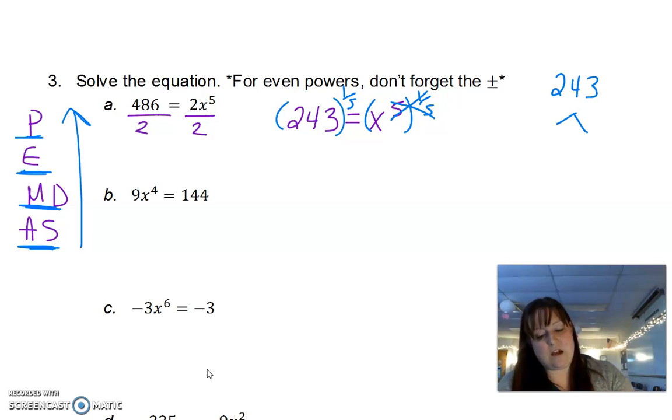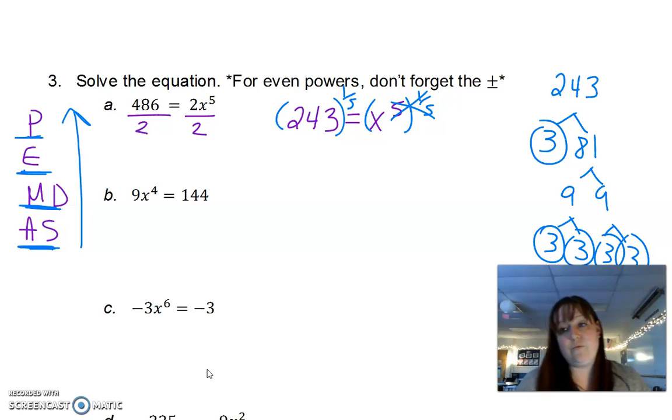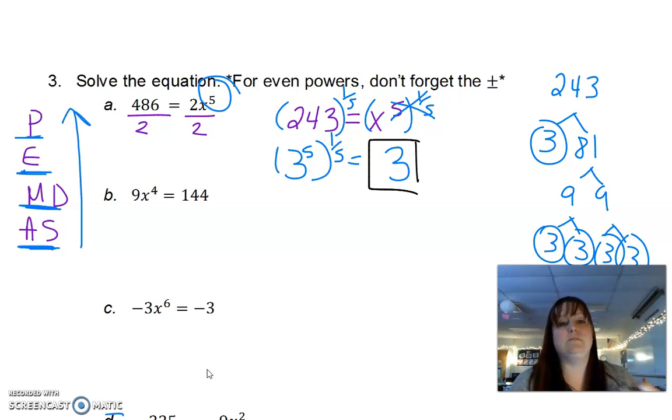But we could figure this out by going 243 divided by 3 is 81. That's 9 and 9. That's 3, 3, 3, and 3. So this is 3 times 3 times 3 times 3 times 3. Well, that's 3 to the 5th. So 3 to the 5th to the 1/5 equals just 3. Now, since this is an odd power, our final answer is just 3.